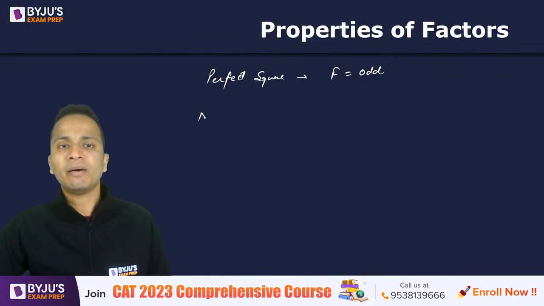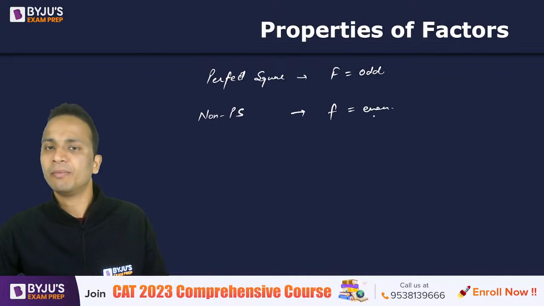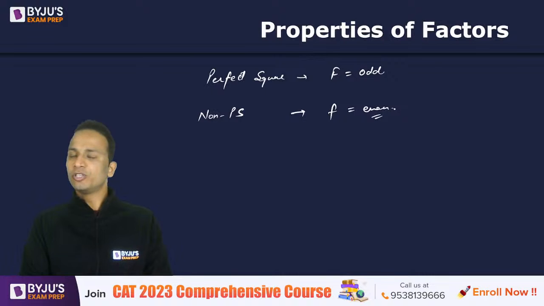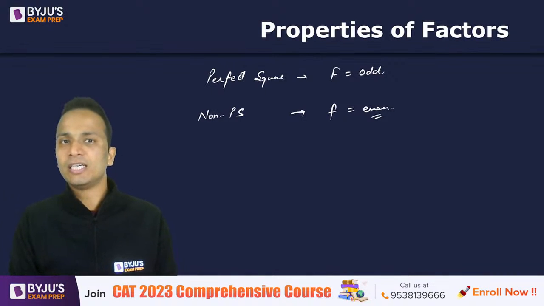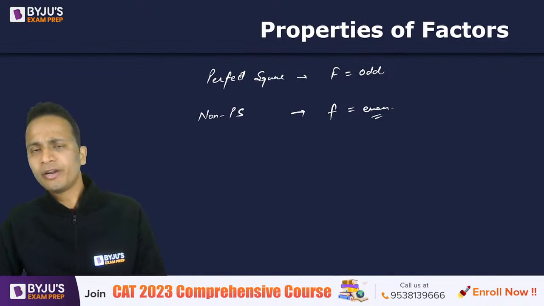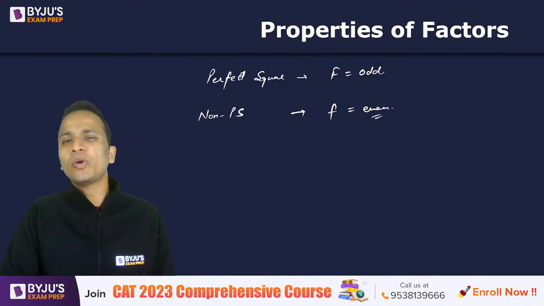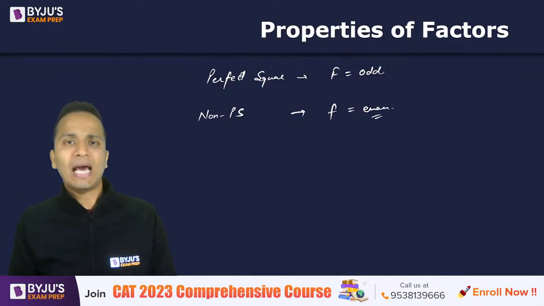If a number is a non-perfect square, then the number of factors f will always be an even number. So this is the first very important property related to the number of factors of any number. A perfect square will have an odd number of factors. A non-perfect square will have an even number of factors. I've already told you why this will happen.